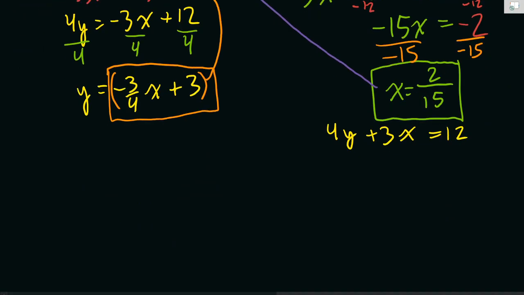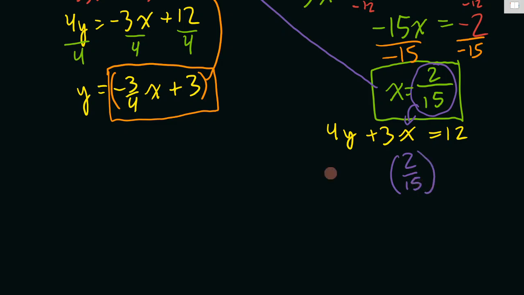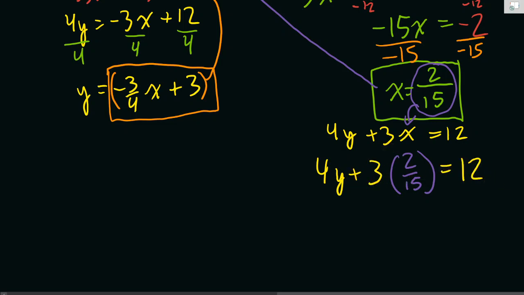Okay, and then we're going to substitute in for x. So our x is going to become 2/15. And everything else is just going to stay the same in this line because that's our substitution. So 4y plus 3 times 2/15 is 12. Again, I can reduce. 15 is 3 times 5. So the 3 can reduce the 3 underneath. So this can become 2/5. And if you don't see that, you can do it the long way.